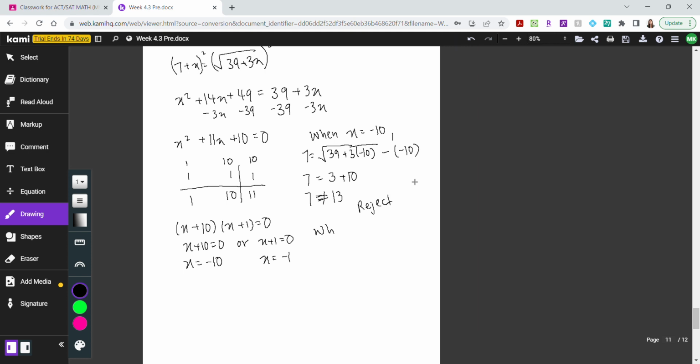Now let's try when x is negative 1. Alright, plug it in again. Oh look, 7 is 7. So that's correct. So that means our solution to this is x equals negative 1.